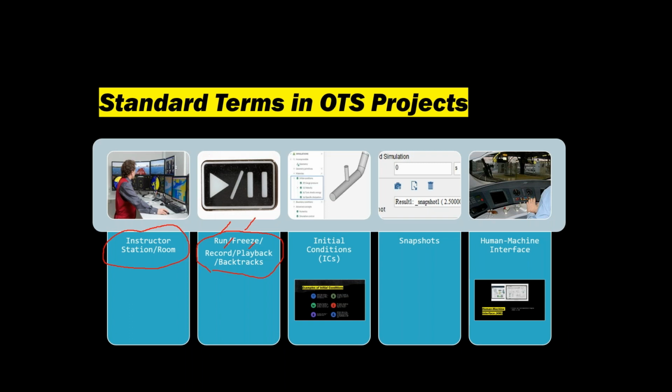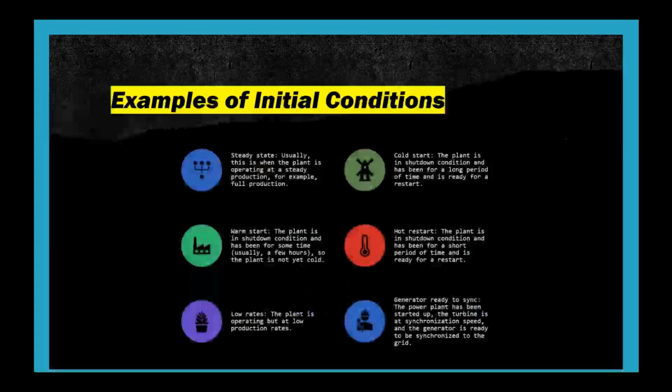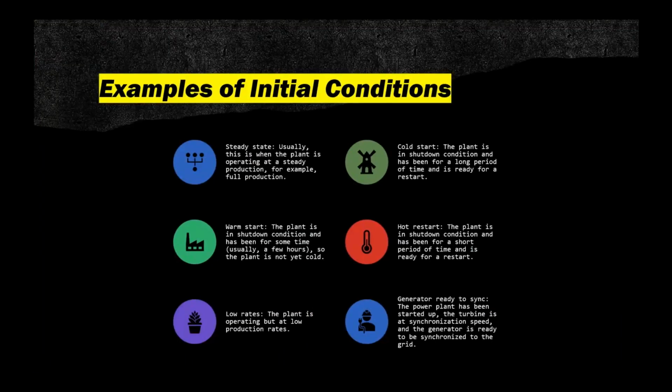And then initial conditions, which we call IC. This is an example of initial condition. It can be in steady state. So steady state means the plant is operating at a steady production. For example, full production, no problem. Things are running well. For example, the plant is running at 90% capability. So this is full production at a steady state.